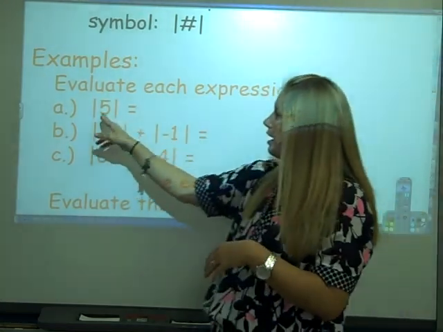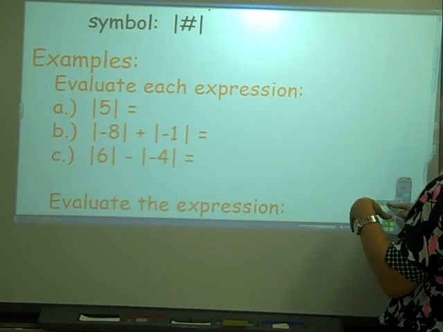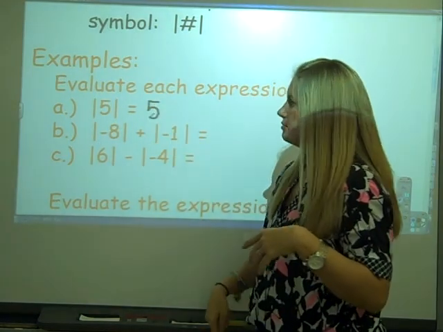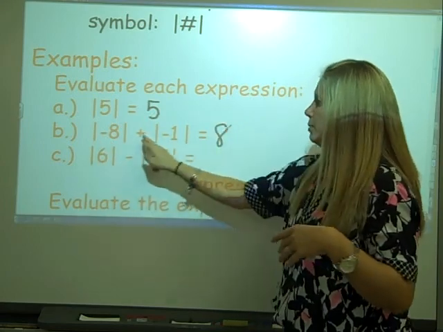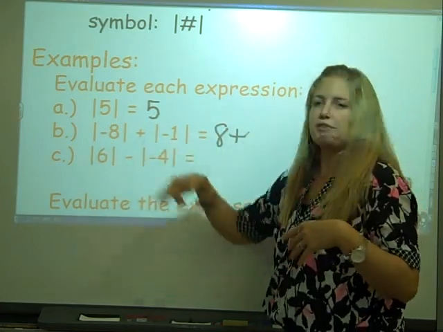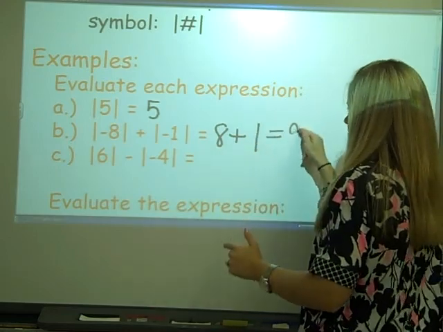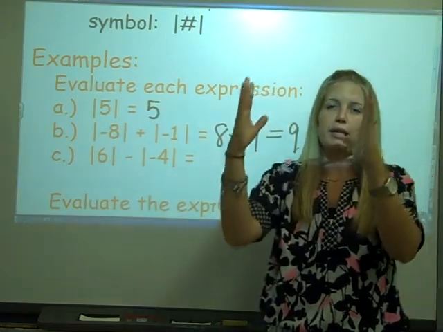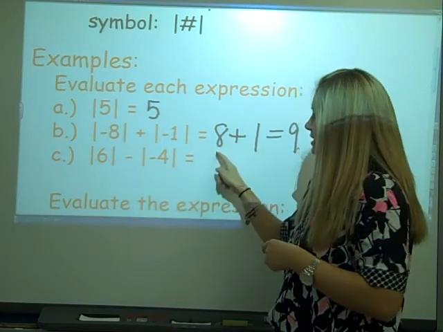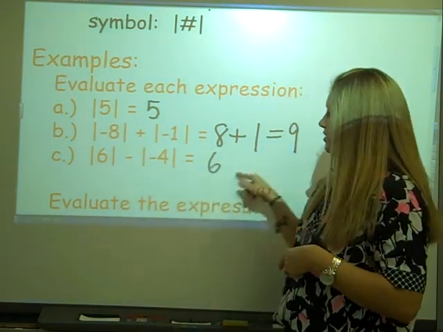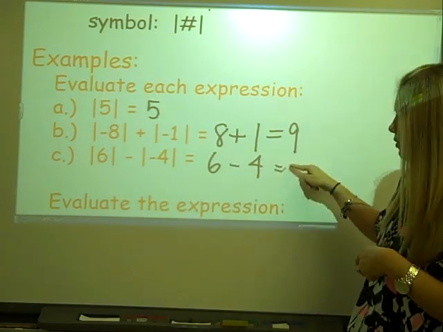So they're saying here, what is the absolute value of 5? 5 is 5 places from 0. The absolute value of negative 8 is 8 plus the absolute value of negative 1 is 1. 8 plus 1 is 9. Okay, so first you evaluate the absolute value as if it was a parentheses, and then you add them. Absolute value of 6 is 6. Absolute value of negative 4 is 4. Okay, they're positive numbers. Subtract them. 6 minus 4 is 2.